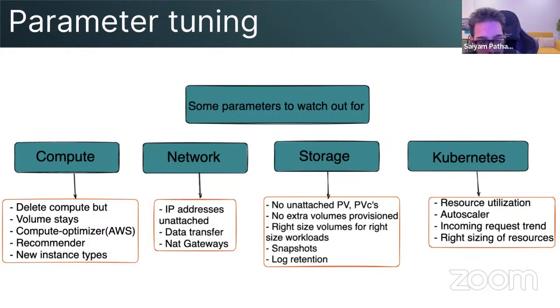And then with Kubernetes, resource utilization, auto scaling, incoming request trend, all the cool stuff that you can do with Kubernetes, you should be doing. So that is something on the parameter tuning side of things.